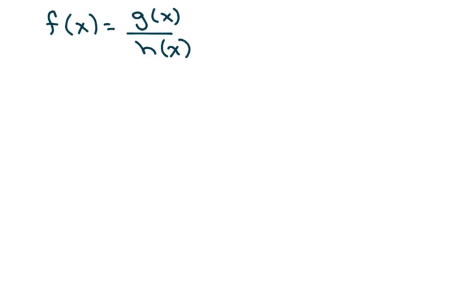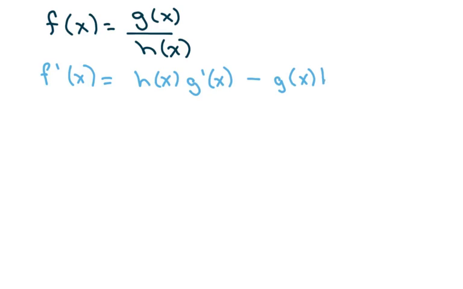Okay, we have 2 more. We have this one. So basically what I want to do is first write out my quotient rule. So I have h of x times the derivative of g of x minus g of x times the derivative of h of x, all over h of x squared. You square your denominator.